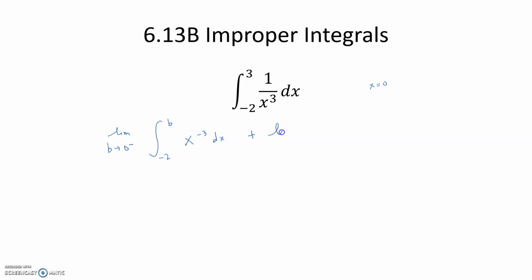And we're also going to do the limit as a approaches 0 from the positive direction, going from a to 3. So it's still additivity because they're adjacent integrals, both approaching 0, but we're making sure that we're approaching 0 from the correct direction, and we have to split it in 2. Okay, so now we're going to do our limits of integration. So, our antiderivative, this would be x to the negative 2 divided by negative 2.